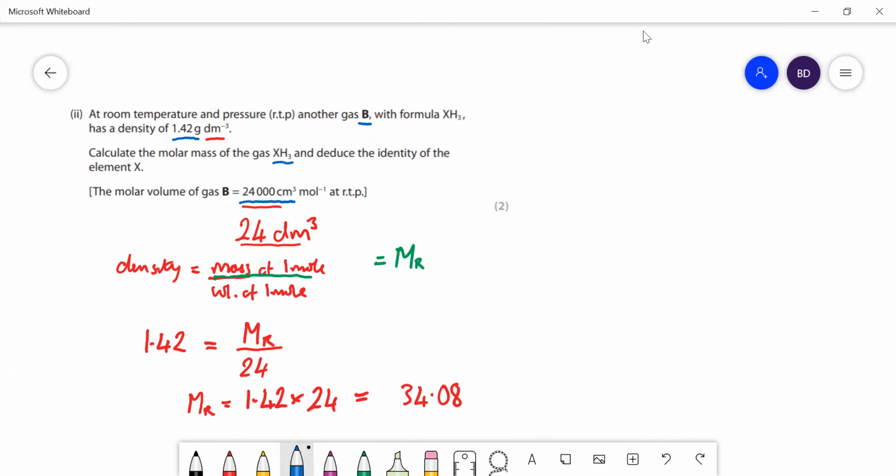Now it tells us the gas is XH3. So we've got to find out the identity of the element X. The first thing that springs to mind is ammonia, NH3, but that's not the MR of that, it's only 17. So let's take away 3 from that. X has an atomic mass of 34 minus 3, that's for the 3 hydrogens, which is equal to 31. If you look in your periodic table, that is phosphorus, and it does form a hydride with the formula PH3. It's in the same group as nitrogen, group 5, so that all seems to be right.